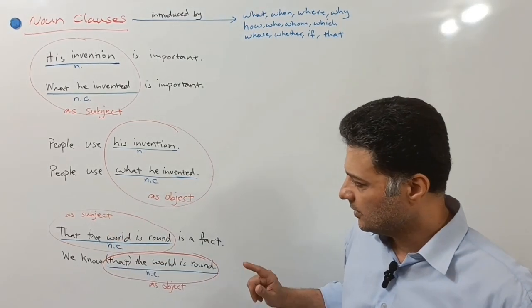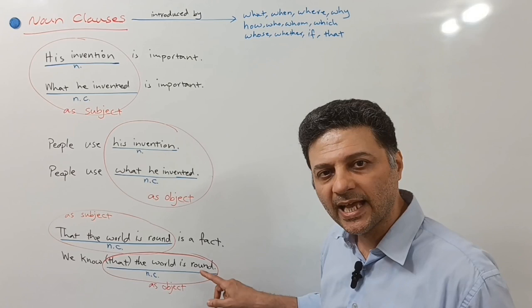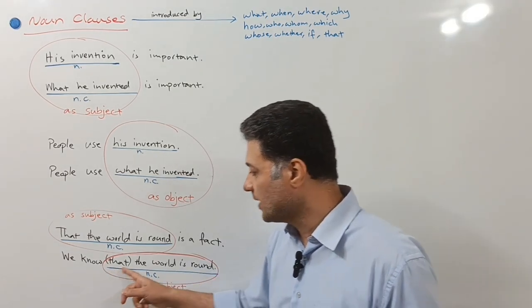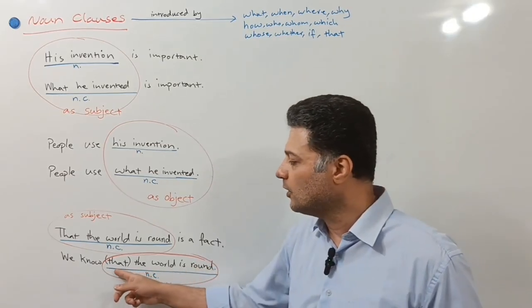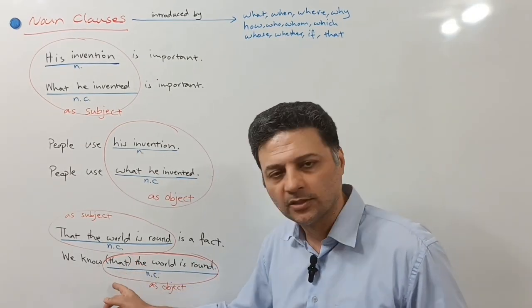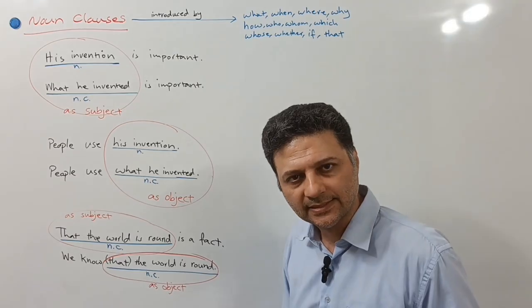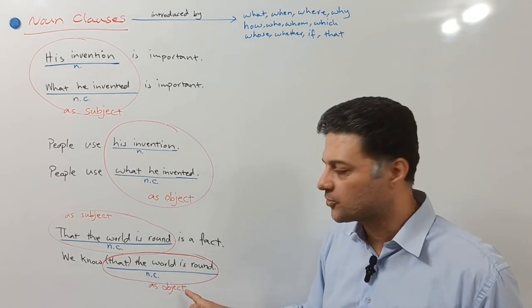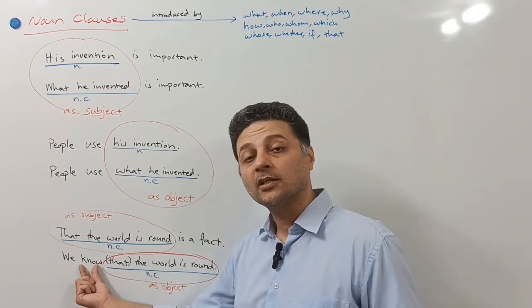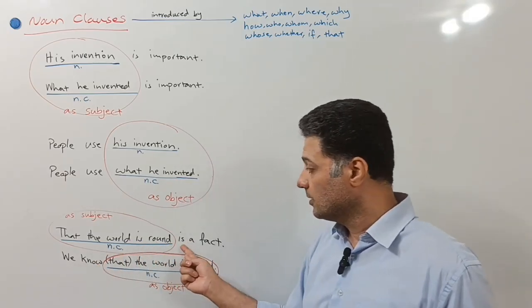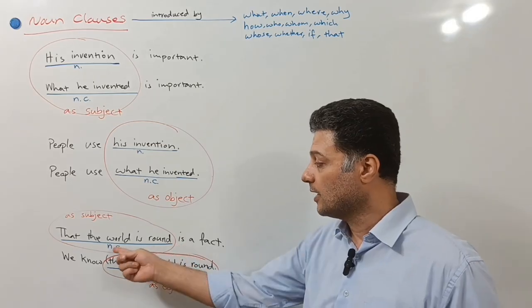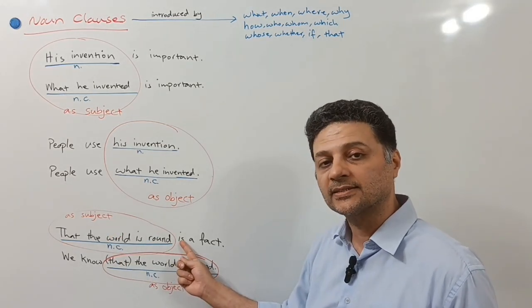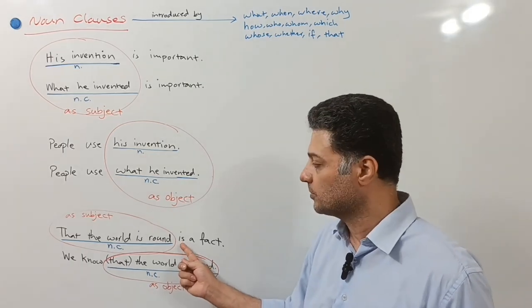Okay, now let me give you this last sentence, a noun clause used as an object. We know that the world is round, or we know the world is round. This that is optional. I put it in parentheses, right? So I use the world is round as an object here because it came after the verb know. But in the previous sentence, the noun clause that the world is round came before the linking verb is, which is the main verb here, right?